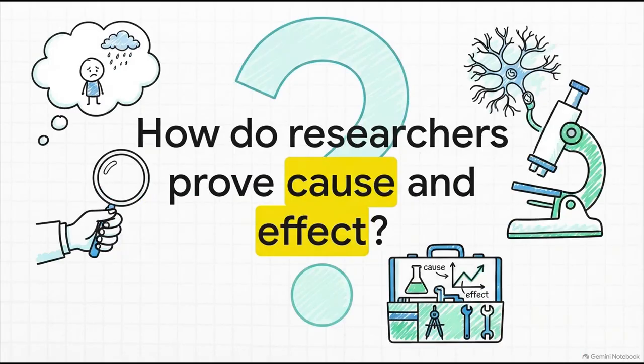So how do researchers actually prove that one thing causes another? It sounds pretty straightforward, right? But think about it for a second. How do you take a totally abstract idea, like loneliness causes depression, and rigorously, scientifically test it? I mean, you can't exactly put loneliness under a microscope. You have to translate those broad, floaty ideas into a structured reality. And to do that, researchers rely on a very specific toolkit of variables.